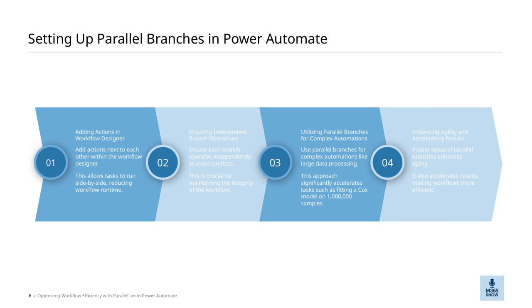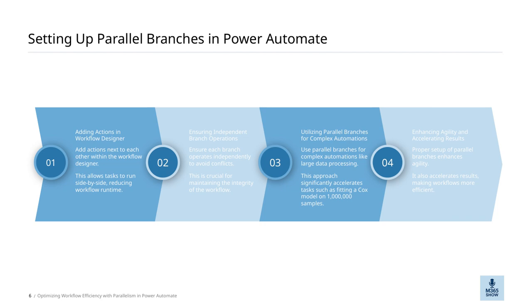Next, it's essential to ensure that each branch operates independently. Why? Because this independence prevents conflicts and keeps the workflow running smoothly without interference. Maintaining this separation is crucial for preserving the integrity of your automation process. Now, you might wonder when to use parallel branches. They are especially valuable for complex automations, like processing large datasets.